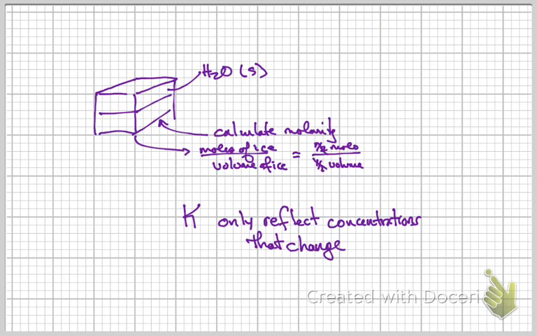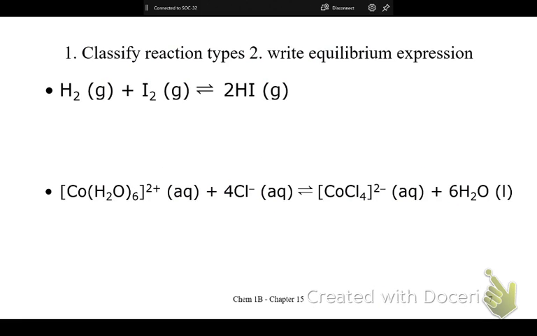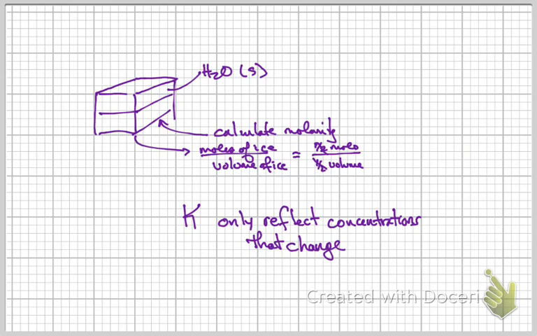But, yeah. All right. So we're going to classify these reactions as homogeneous or heterogeneous, and then we're going to write the equilibrium constant expressions. Can you just go back to the last slide for a second? Yeah. So the next slide we're going to classify homogeneous, heterogeneous, and then we're going to write the expressions.